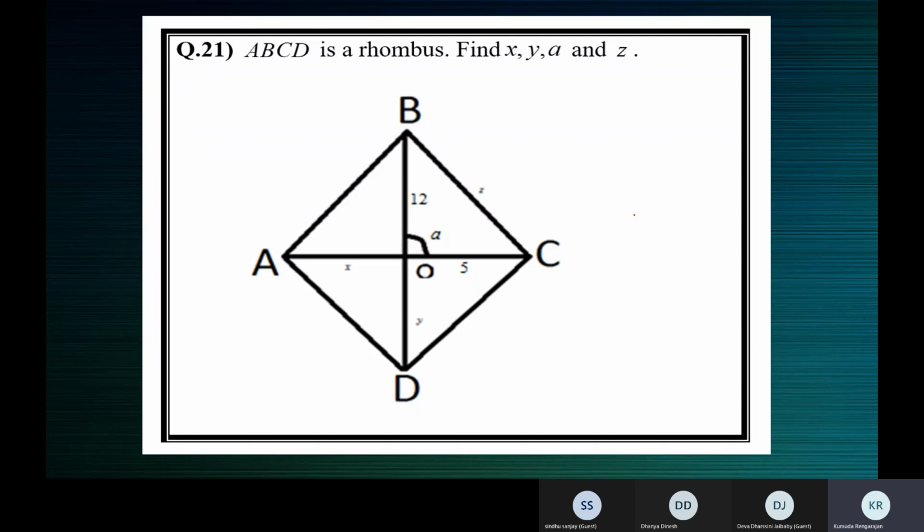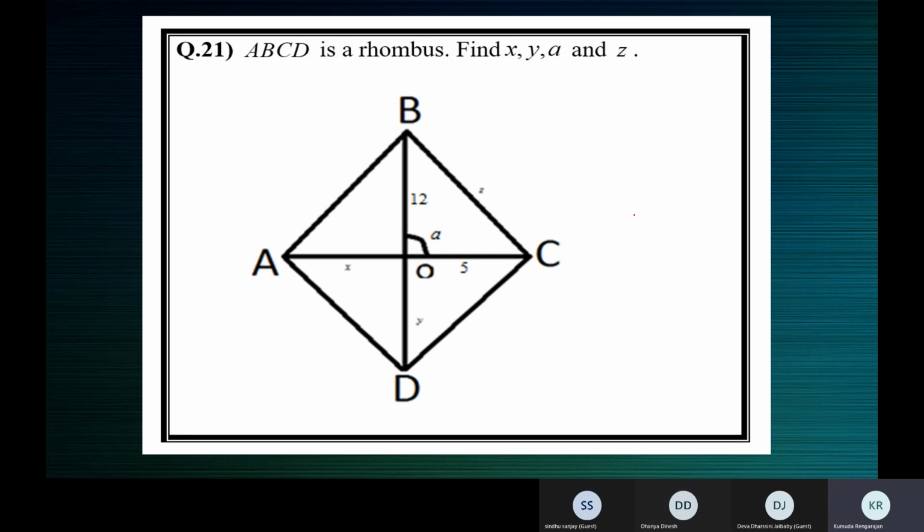Why is angle A 90 degrees? Reason? Because the diagonals of a rhombus bisect each other at right angles, correct? Yes, ma'am. Okay, so angle A is 90.